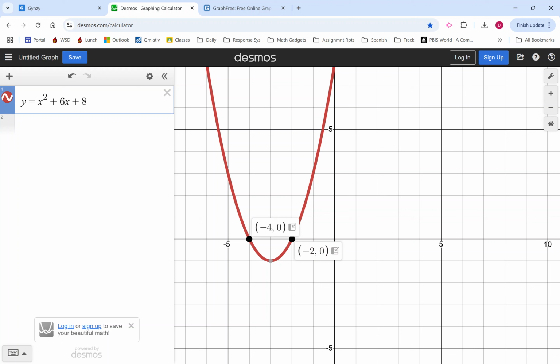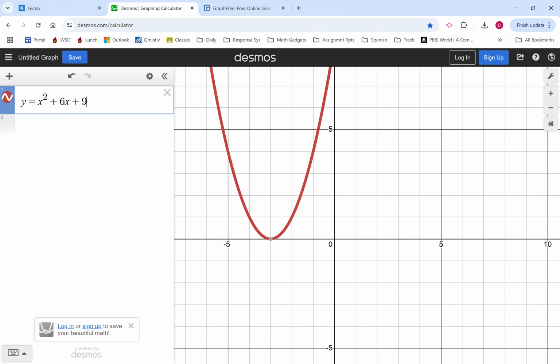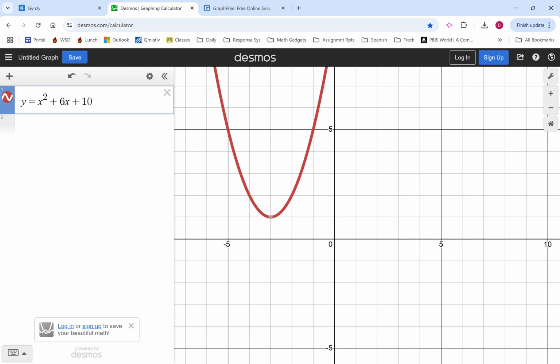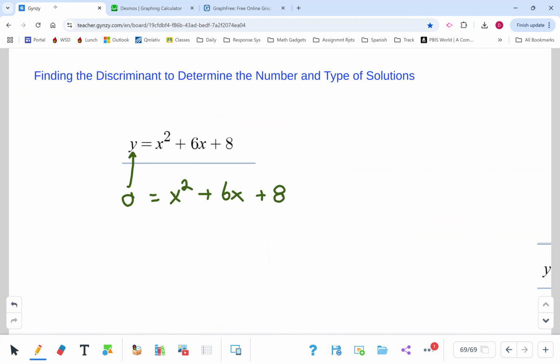So really, when we solve an equation like this for x when y is 0, we're trying to find out where this graph crosses the x-axis. If this happened to be a 9, then we'd say it only crosses at one place. It looks like it crosses right here at -3. But what happens if it's a 10? It never crosses. In other words, there aren't any numbers you could put in for x in order to get 0 for y. So let's see what that looks like when we're solving an equation.